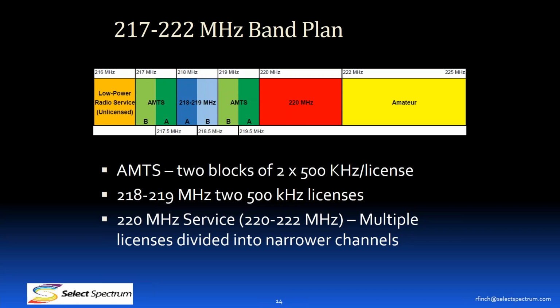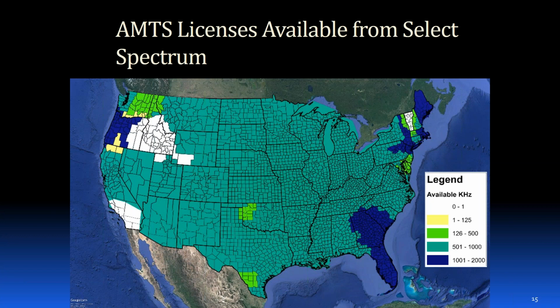And then finally, there's the 220 megahertz service. This shows as a single block. It's actually broken up into a variety of different channel plans. Some of them are quite narrow, others quite wide, and we have fewer of those and narrower coverage, but they could fit in particular areas. So why don't we move forward to the AMTS map?